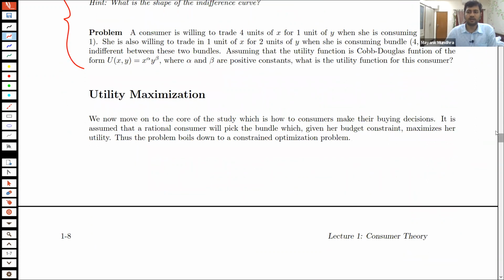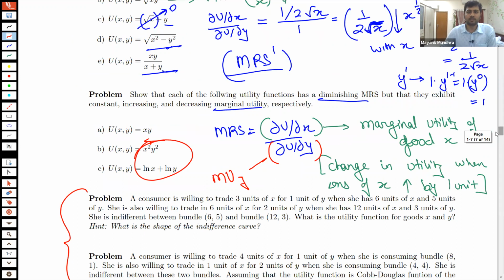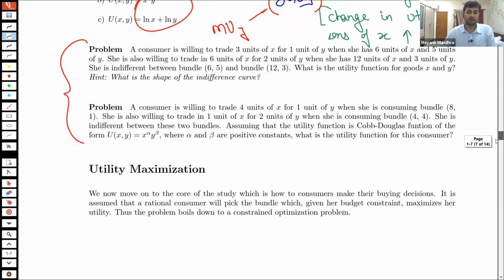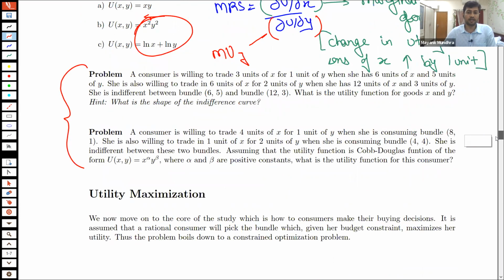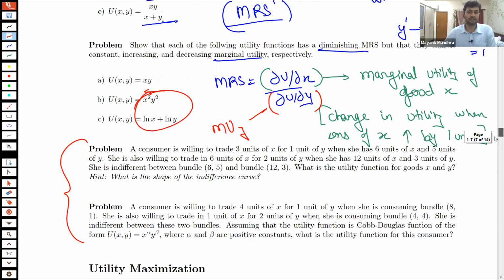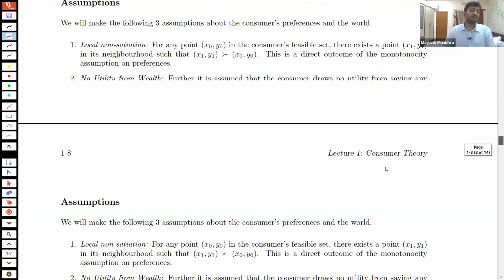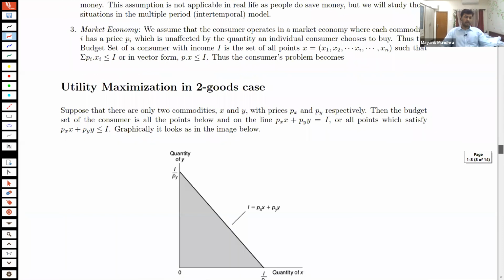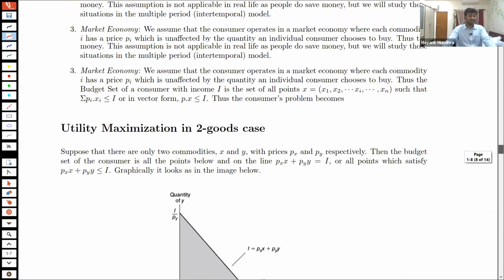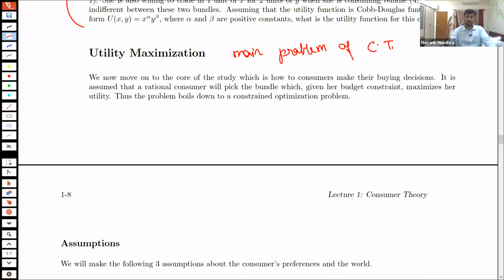And finally, let's come to utility maximization. Now that I have my ideas of MRS ready, I want to go into utility maximization. Utility maximization is basically the main problem of consumer theory. The main problem of consumer theory is, given an income and some prices, how does the consumer decide what to consume? So I give you some income.